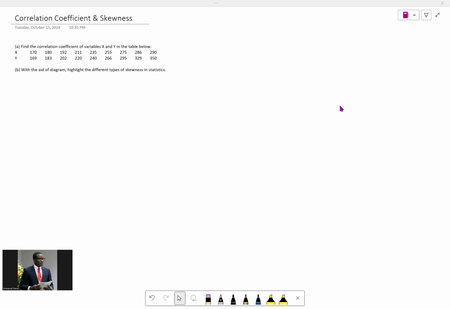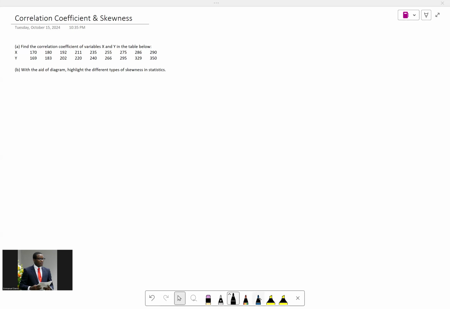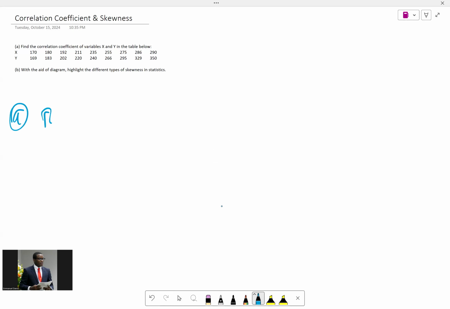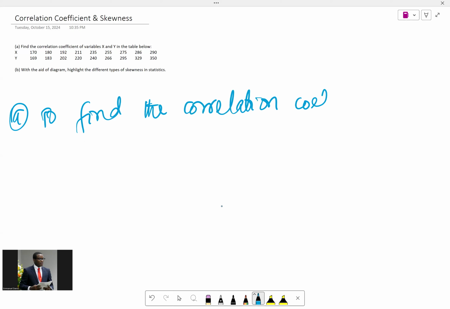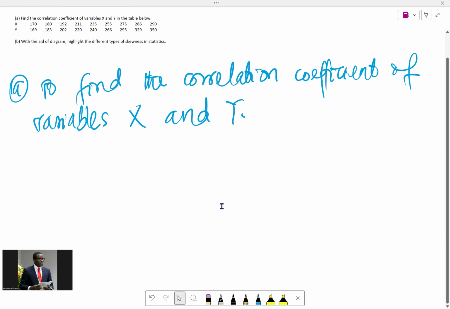So let's go for the first one. Just like I told you, answer like you're telling stories. That's really important. Always answer like you're telling stories. Okay. So I say A, to find the correlation coefficient of variables X and Y. So what you define is what you find, right?